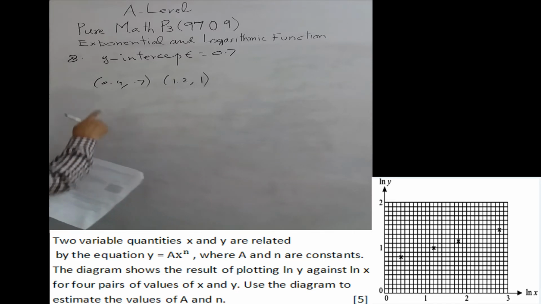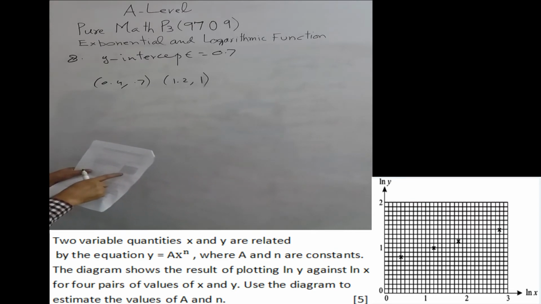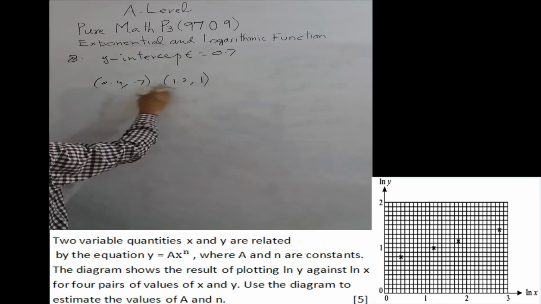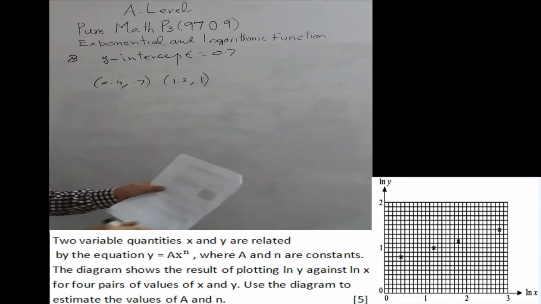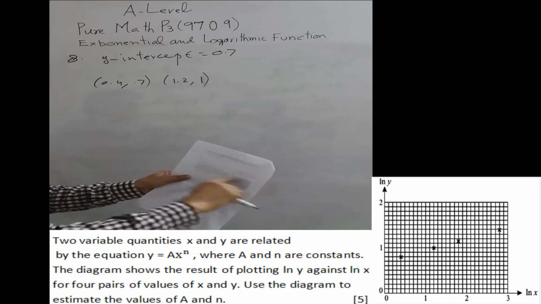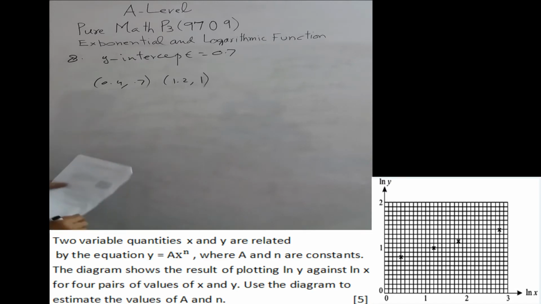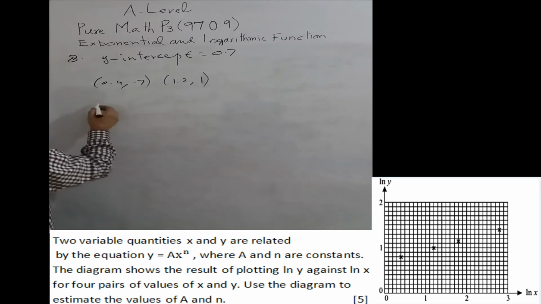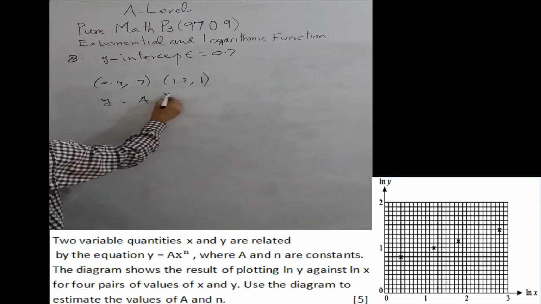So first point is 0.4 and 0.7, second point is 1.2 and 1. So from the graph we can see these 2 points. Also see, by using a ruler you complete this graph, it will intersect the y-axis at 0.7. So y-intercept is 0.7.